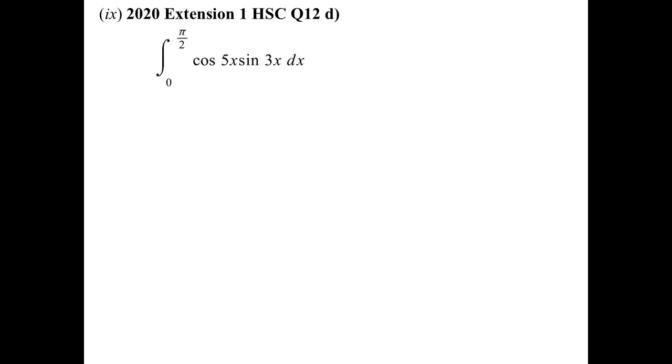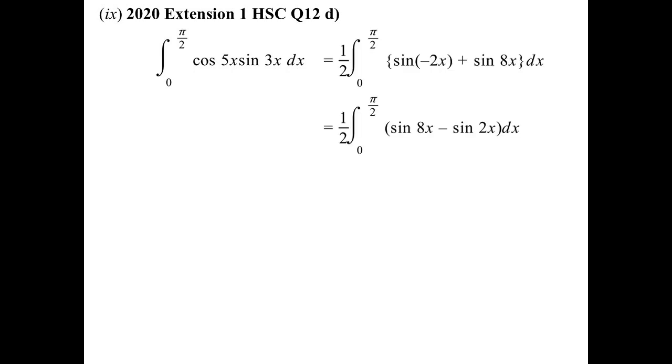Okay, 2020 HSC. Cos 5x sine 3x. Product to sums. This becomes 1/2 sine plus sine. Now, how did it go again? Half, so sine the difference plus sine the sum. Actually it doesn't matter because it's plus, so whether you do the difference first or the sum first.